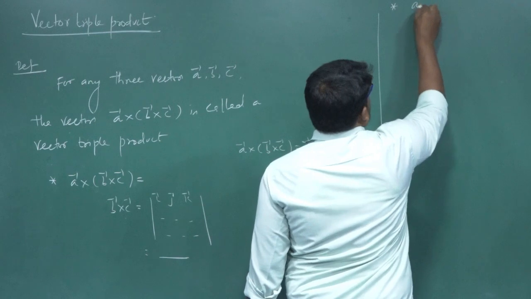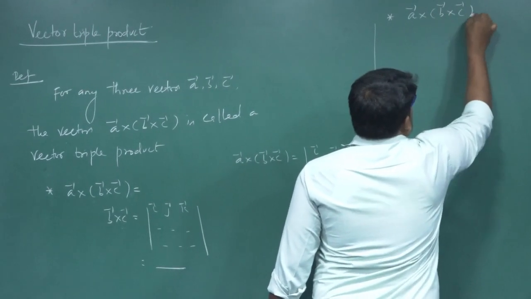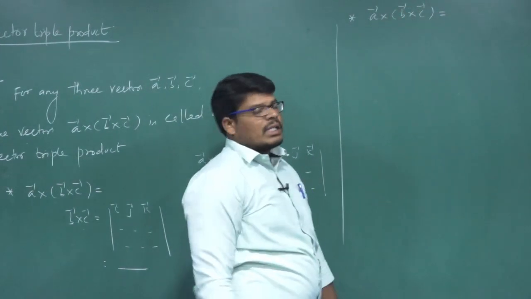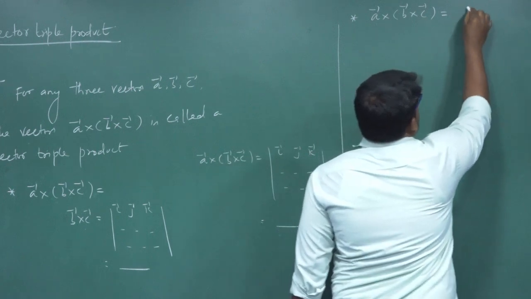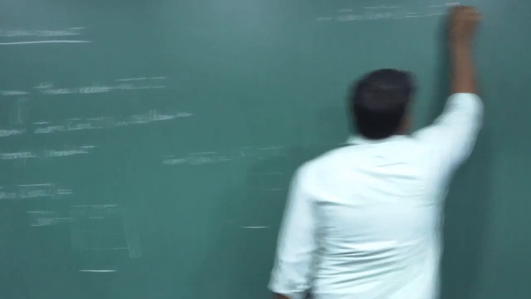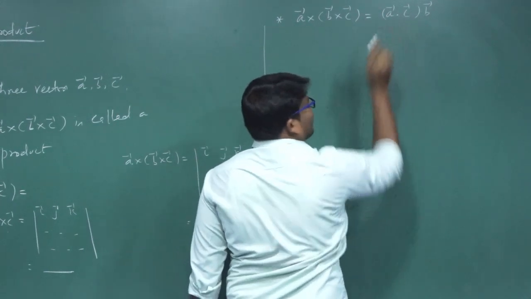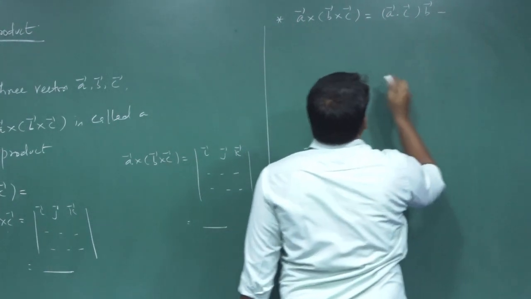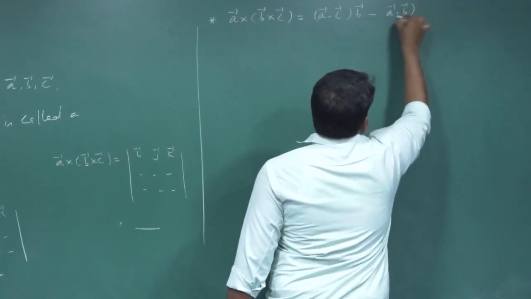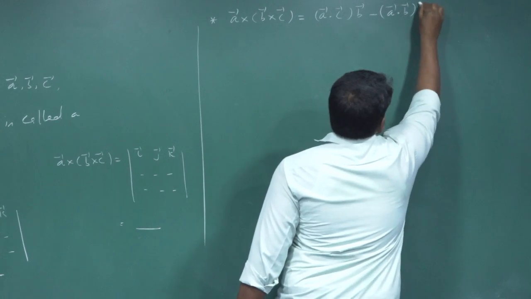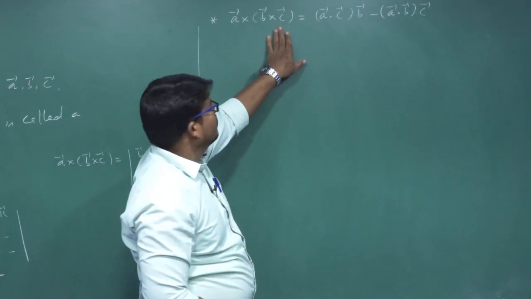Now the expansion of vector triple product. The expansion of A vector cross B vector cross C vector is A vector dot C vector into B vector, minus A vector dot B vector into C vector. That is the vector triple product by the expansion.